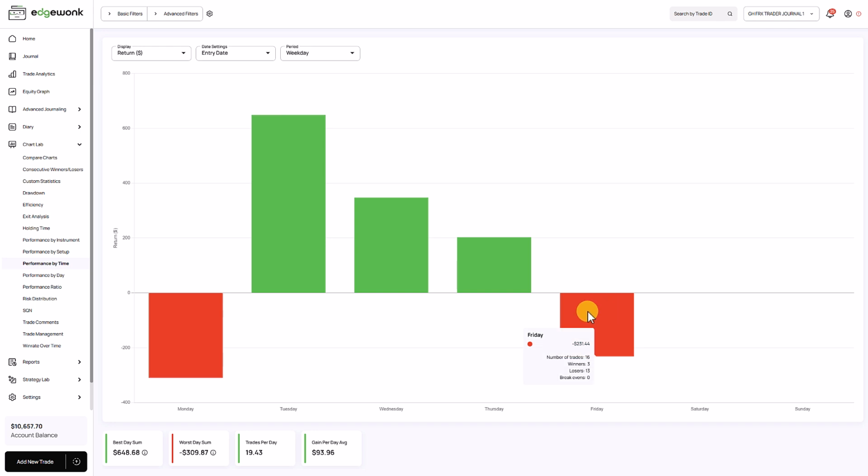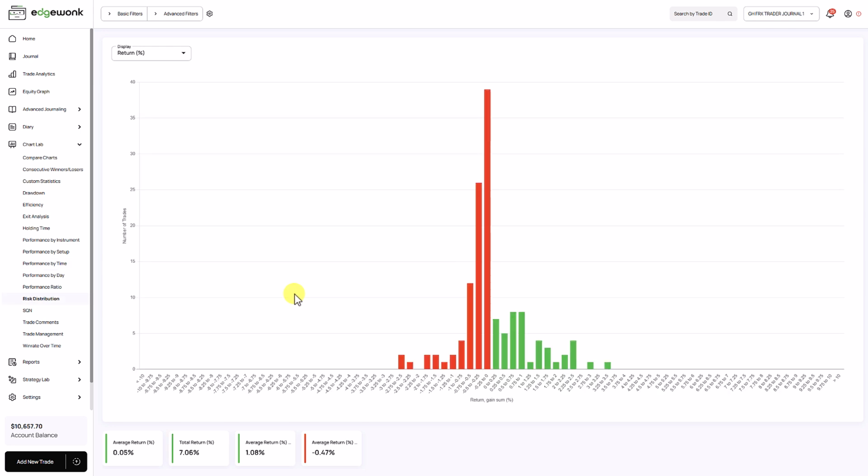So that's quite interesting that you have this performance here on Monday and Friday that really stands out. When we go to the risk distribution, here's actually a major finding. And when we look here, average losing trade is minus 0.47%. And he has a few trades here on the left. They are certainly not on the far left, so they're not huge outliers.